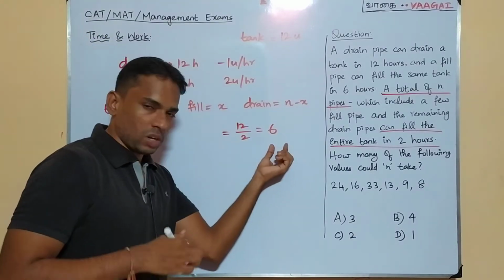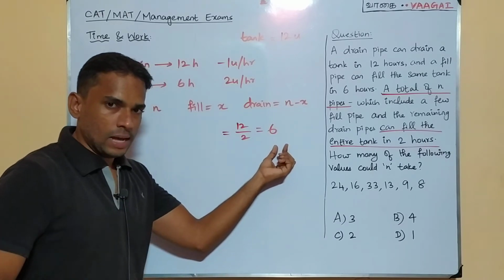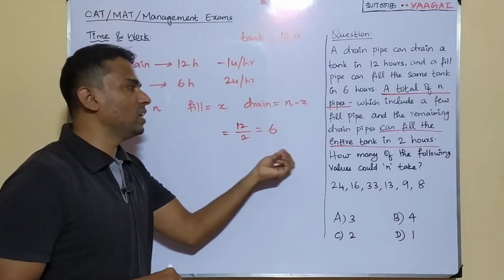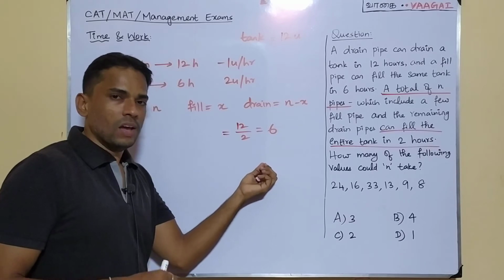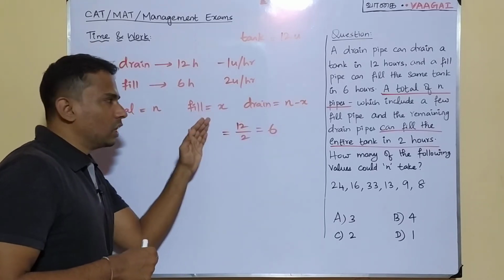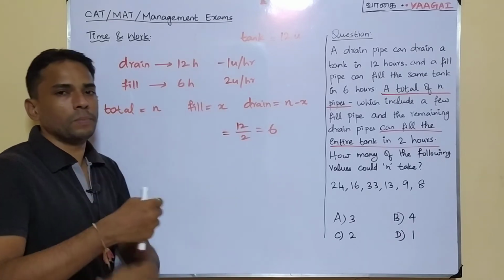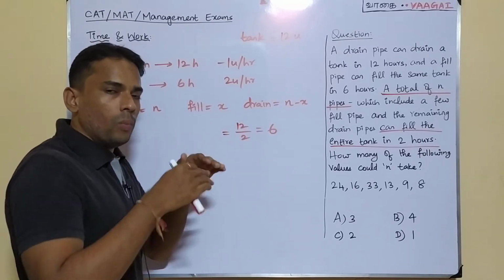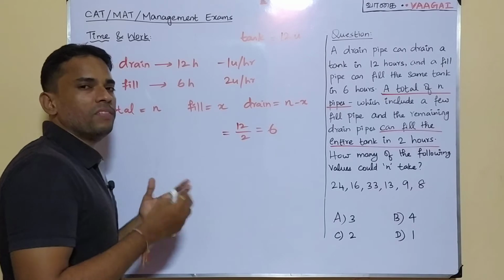Now we got it in terms of number, that is okay, but the same combined efficiency, this 6 unit per hour, we can still represent using these terms. I mean in terms of x and n minus x. Also we'll be able to turn it. How we can do that? Let us see that now. It's going to be very easy.